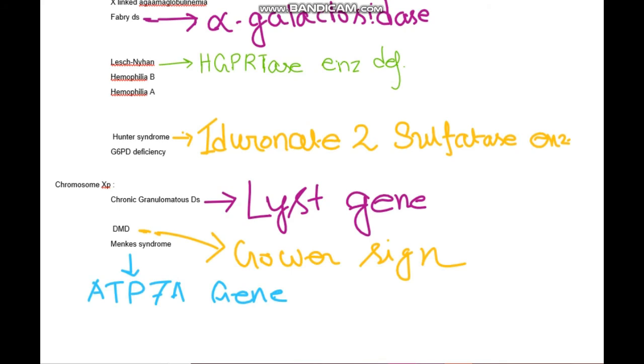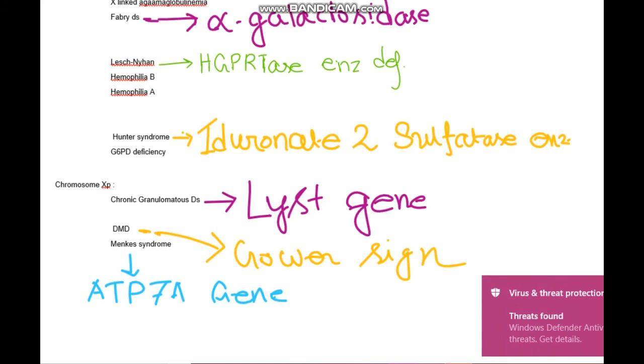The LYST gene is responsible for the docking protein, which makes the lysosome dock with the granule containing the waste material to degrade. So in chronic granulomatous disease, the LYST gene is non-functional or defectively functional. So the LYST gene causes chronic granulomatous disease. Duchenne muscular dystrophy.